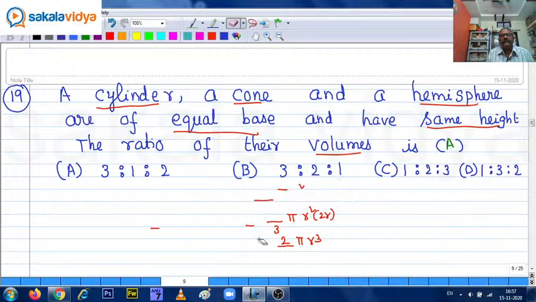Now I will correct it. Okay, let me read the question once again. This question. So please note down all of you once again. Let us do this problem, 19th problem.